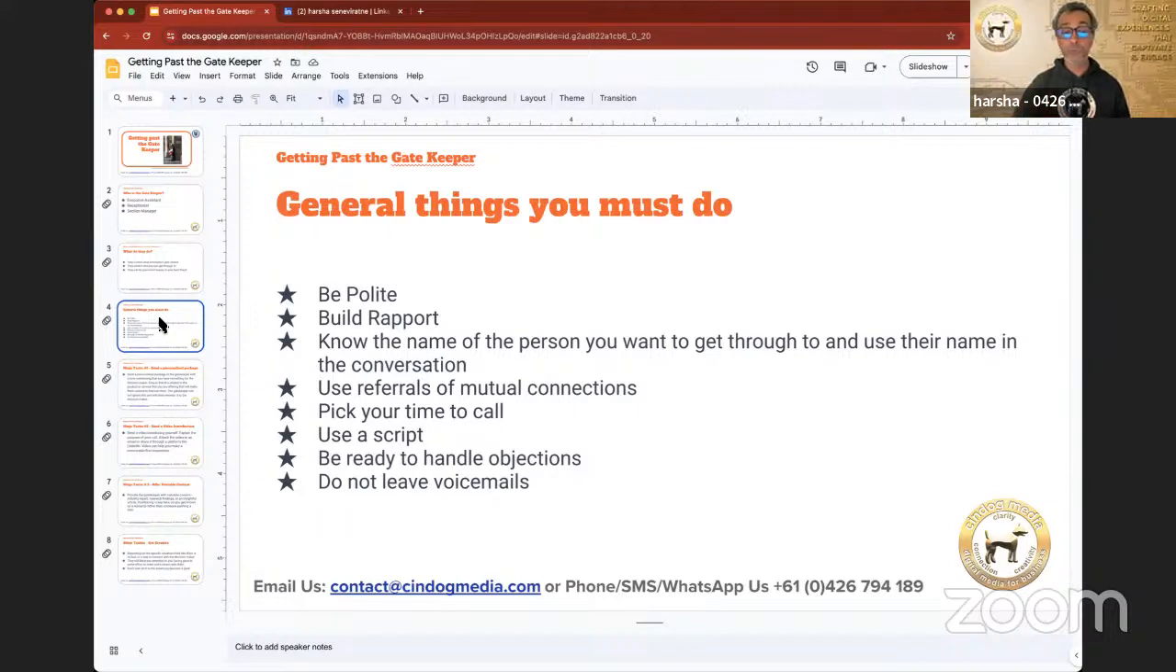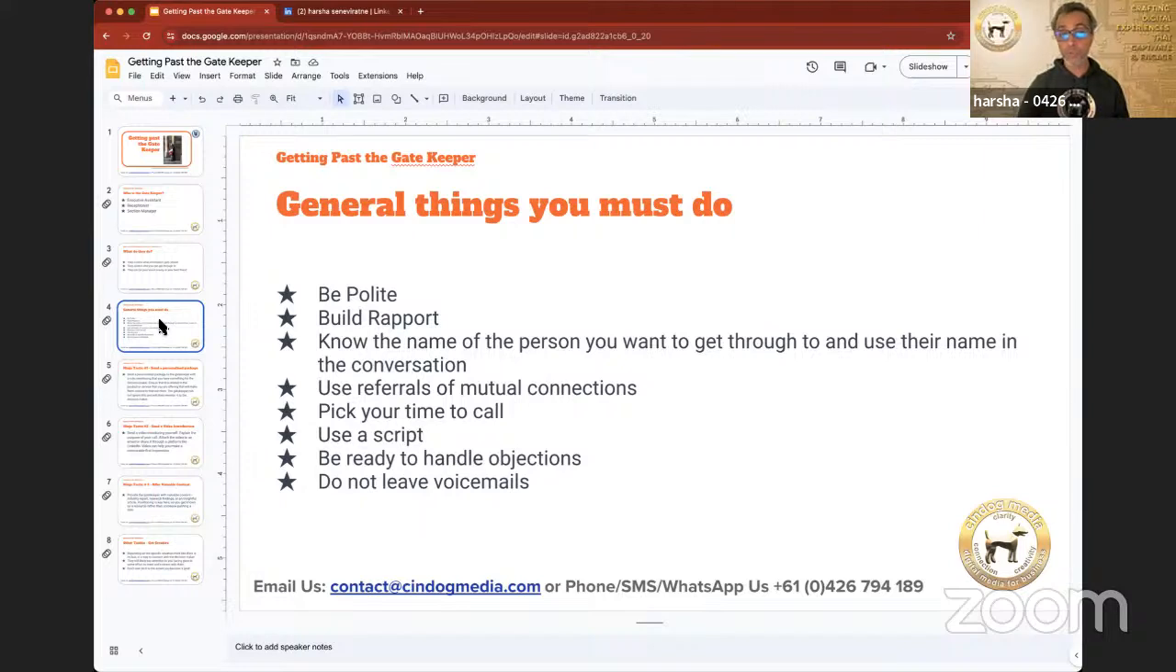Use referrals or mutual connections. So if someone's referred you there and they know that person, it's more likely that you'll be able to get through to the person you're trying to talk to, or the decision maker, or whoever it is that you're trying to get through to in that business.